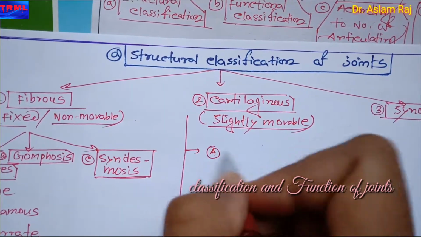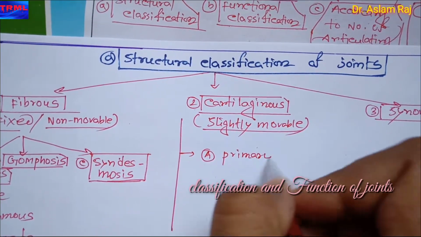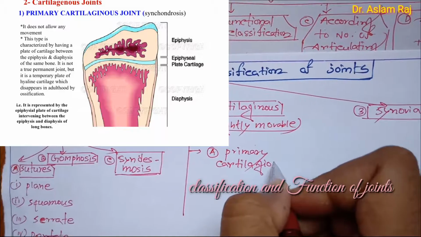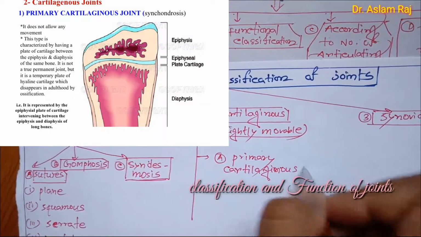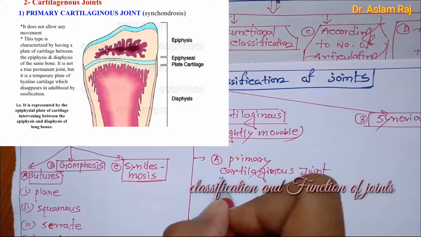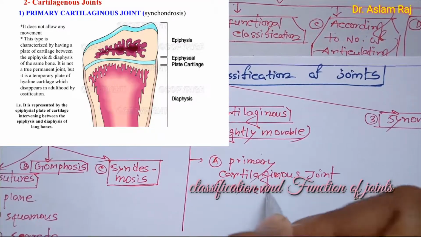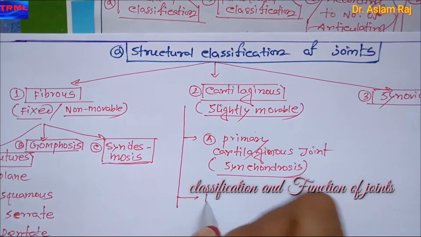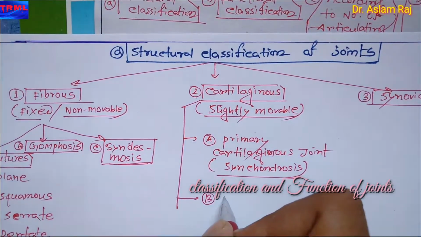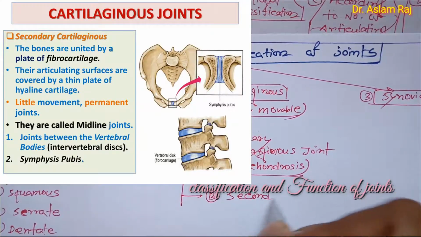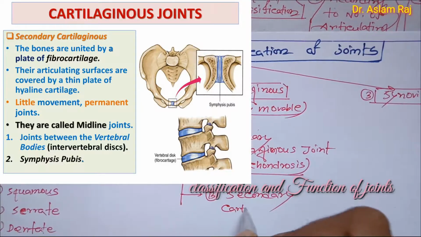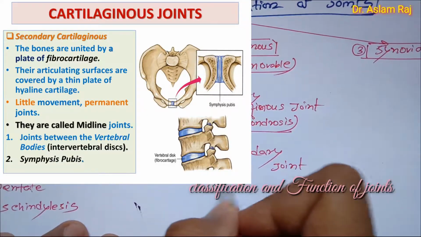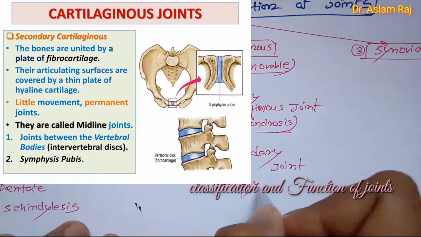Cartilaginous joints also have two types: primary cartilaginous joint. Let's see the primary cartilaginous joint on the left side: epiphysis, epiphyseal plate cartilage, and diaphysis. The primary cartilaginous joint is also called synchondrosis. Let's see the next one, secondary cartilaginous joint. Guys, you must see on the left side, secondary cartilaginous joint, plate of fibrocartilage, also called symphysis.